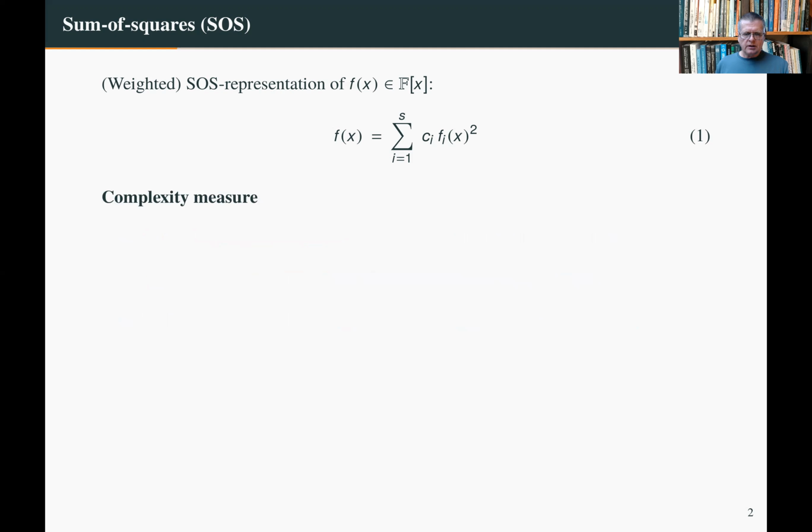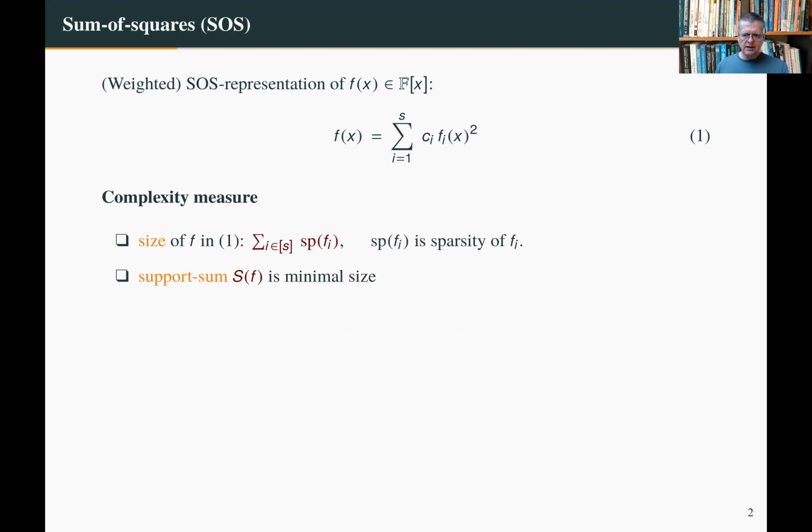First of all, we introduce a complexity measure for sum of square representation, and for this we consider the sparsity of these fi's here. So the sparsity of an fi is just the number of monomials it has, or in other words, the number of non-zero coefficients. And then the size of f in this formula here is just the sum of the sparsity of the fi's. And the minimal way you can write f that way, this is the support sum of f, abbreviated by S of f.